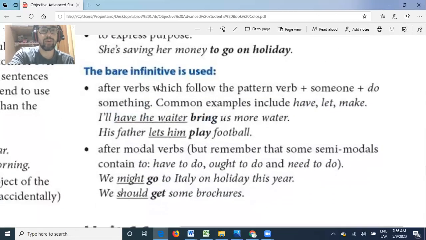Now, let's go very quickly to the bare infinitive. So when do we use the bare infinitive? Well, after verbs which follow the pattern verb, someone, do something. Common examples include have, let, or make. For example, I'll have the waiter bring us more water, right?